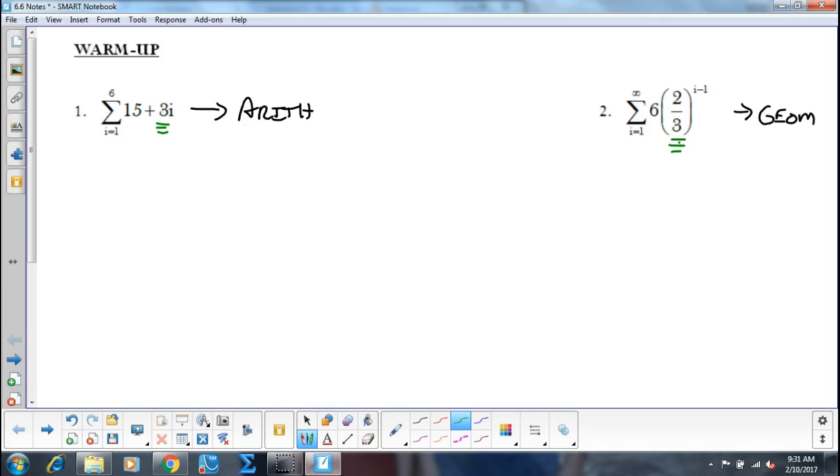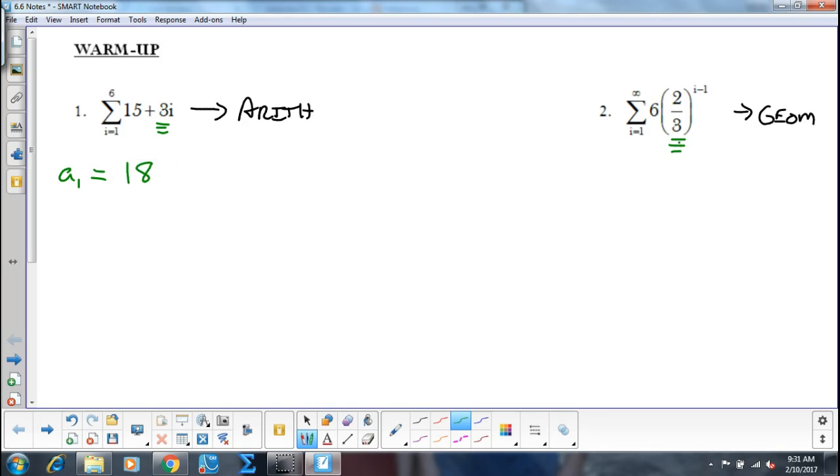So what do we need here? We need, oops, I put G. That shouldn't be a G. That should be an I. We need an A sub 1. How do I find A sub 1? Plug the lower in. 3 times 1 is 3. 3 plus 15 is 18. 18 for A sub 1.